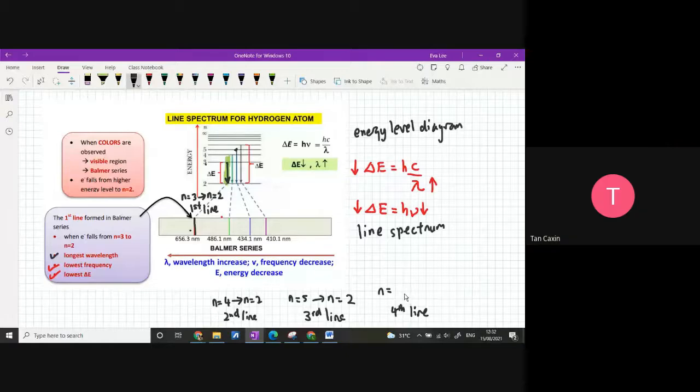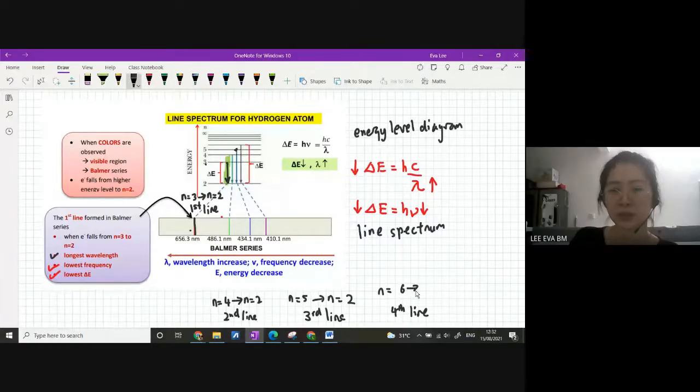6 to 2. From 6 to 2, because the first line is from 3 to 2. So the second is 4 to 2, the third is 5 to 2, then the fourth line will be from 6 to 2. So if Madam takes the example of the fourth line, okay.